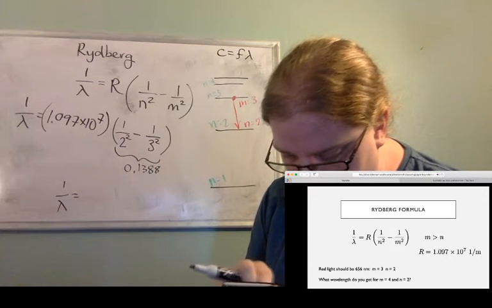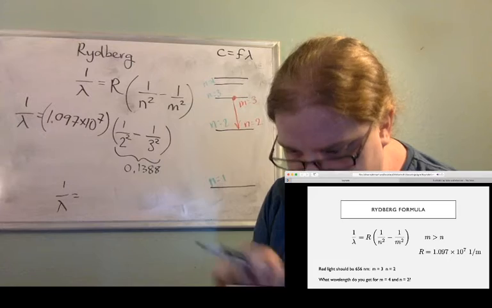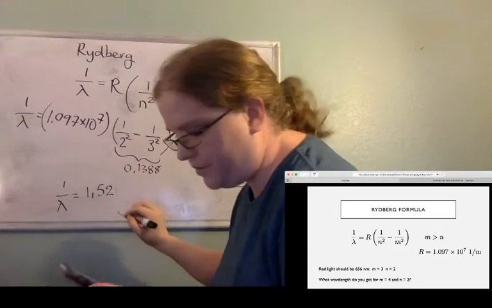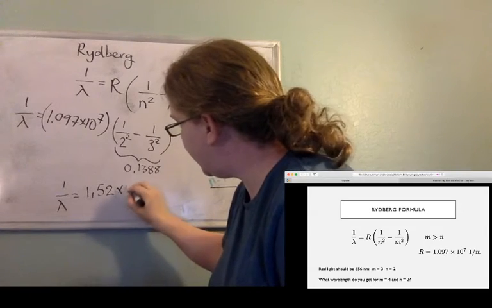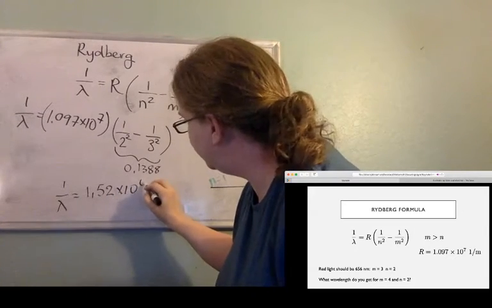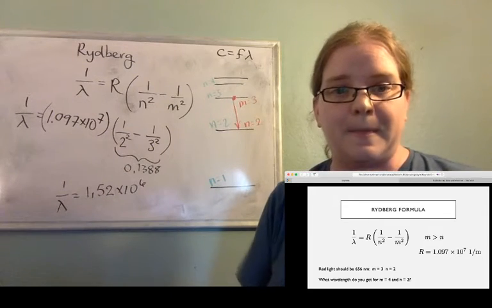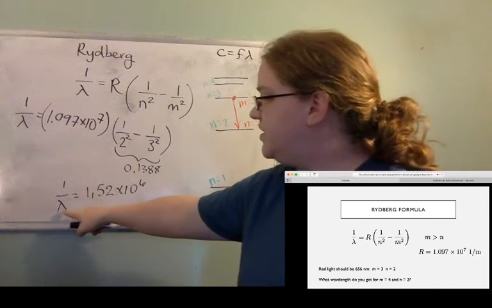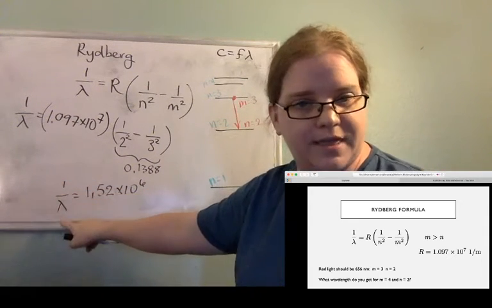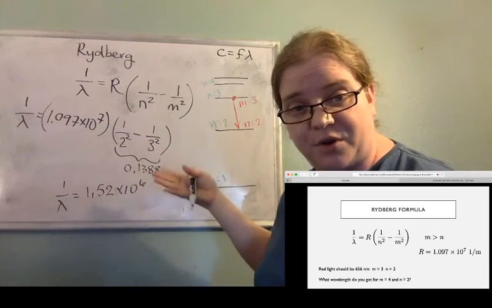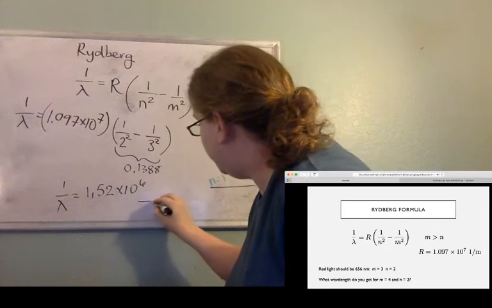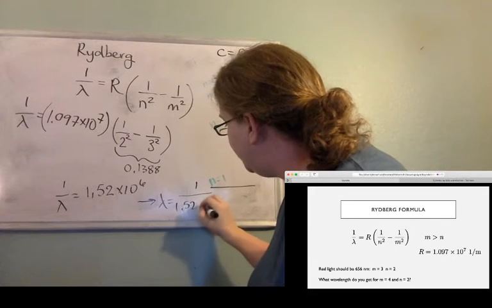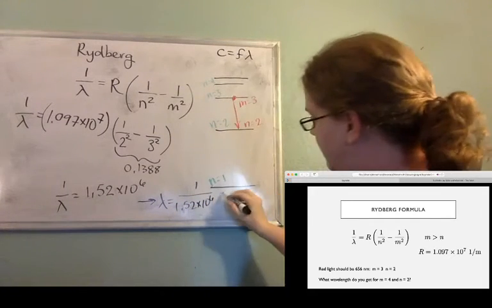So times 1.097 times 10 to the 7th, and I get 1.52 times 10 to the 6th. But we're not done because we're looking for lambda. So in order to solve for this, whenever you have 1 over a thing and you want to solve for it, you take the reciprocal of both sides. So lambda will equal 1 divided by 1.52 times 10 to the 6th.